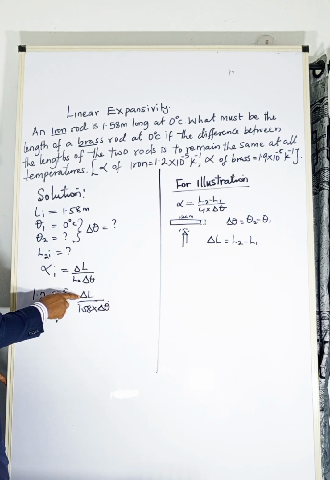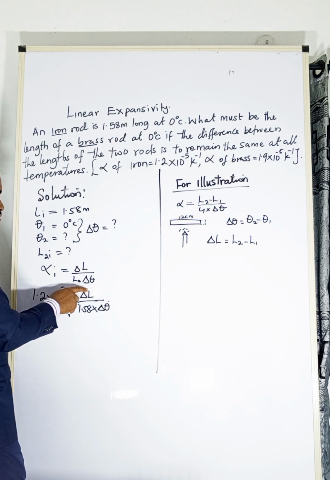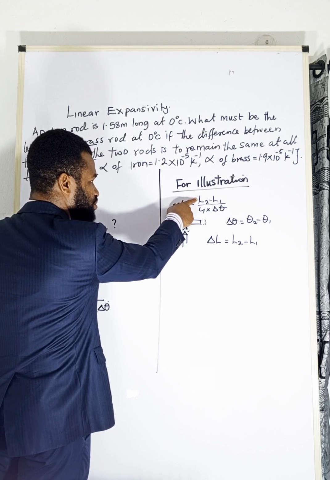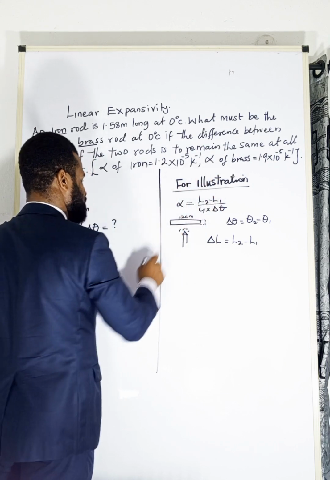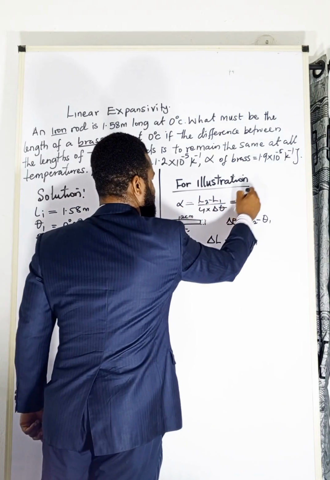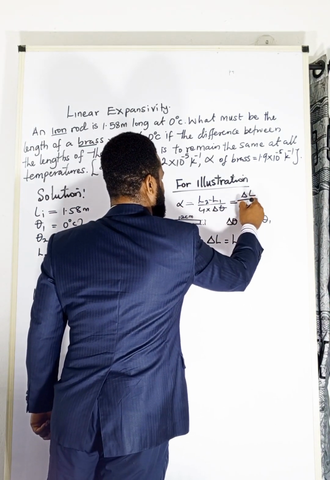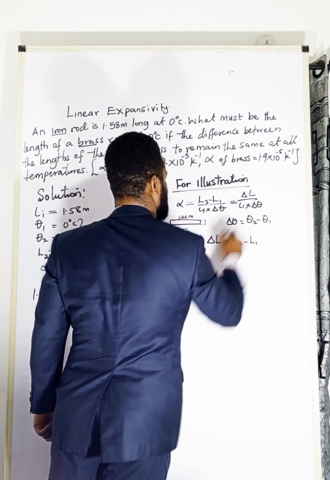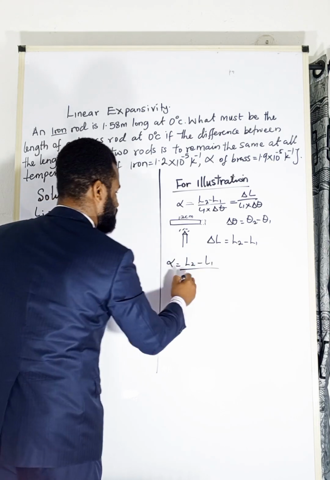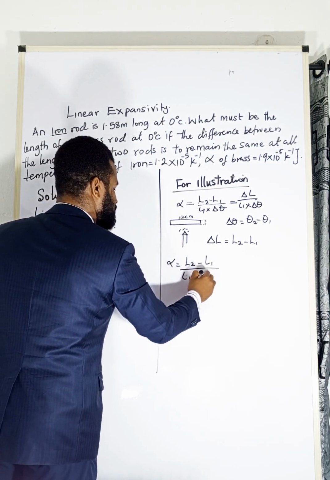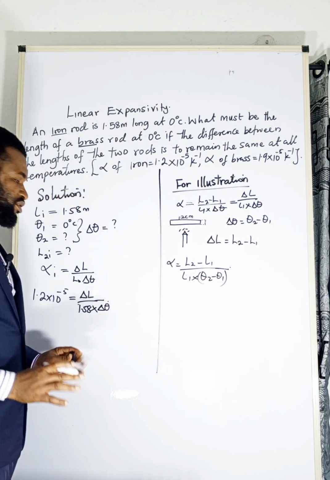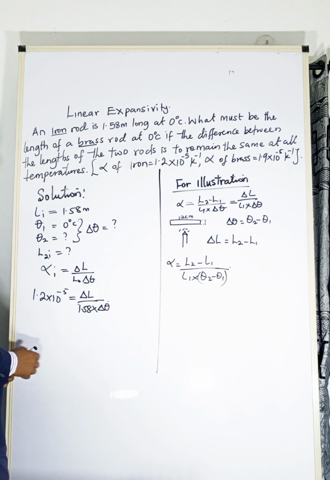So why am I choosing this change in L over L1 rather than L2 minus L1? It is because I was not given L2, I was only given L1. So that is why I choose this one, because this is the same thing as saying change in length all over L1 times change in temperature. Sometimes it can also be written as L2 minus L1 all over L1 times theta 2 minus theta 1. It depends on the nature of the question. So this is how I'm going to keep it for now.